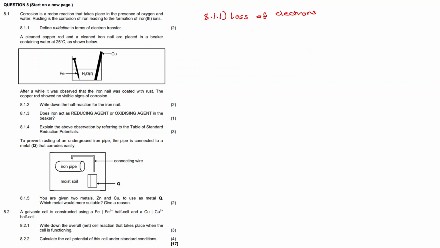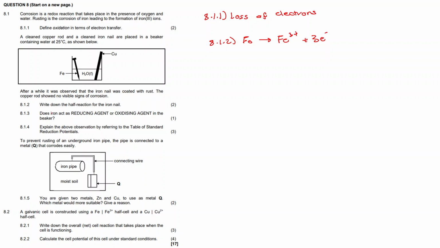Question 8.1.2. Write down the half reaction for the iron nail. As they have said, the rusting or corrosion of iron leads to the formation of iron 3 ions. So since we have an iron nail and it forms Fe3+ ions, it therefore loses electrons. Therefore, if we look at our redox reaction table, which should be at the back of your paper with the formula sheet, we see that Fe forms Fe3+ and 3 electrons.